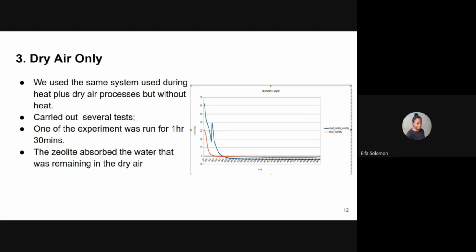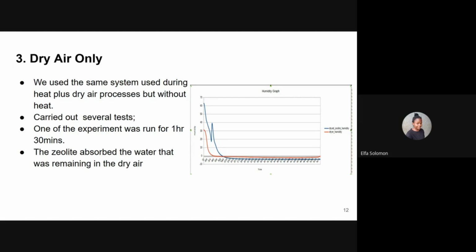In this approach, we used the same system used during the heat plus dry air process, without the heat. We carried out several tests. One of the experiments was run for 1 hour 30 minutes. That is, letting dry air pass through the zeolite on the mesh inside the drum, but unfortunately, the performance of the zeolite did not improve. Rather, it went down from 49% to 44%.